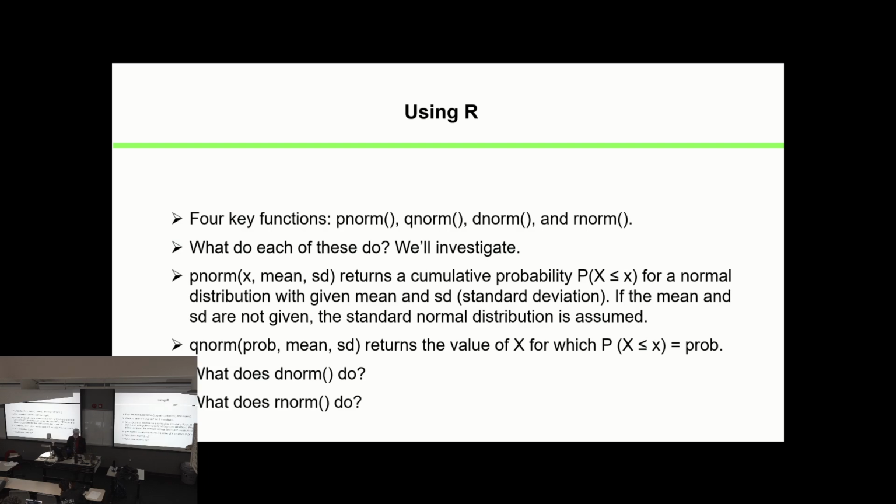Gives you that probability. And then we'll ask what the D norm does and what R norm does. So the R norm, we'll mention, is in fact a random variate generator, and it's kind of cool. And then we'll ask what that D norm does. Well, there's a reason it's called D norm. It is the value of the density function at that value of x. So let's take a look at how this is going to work.